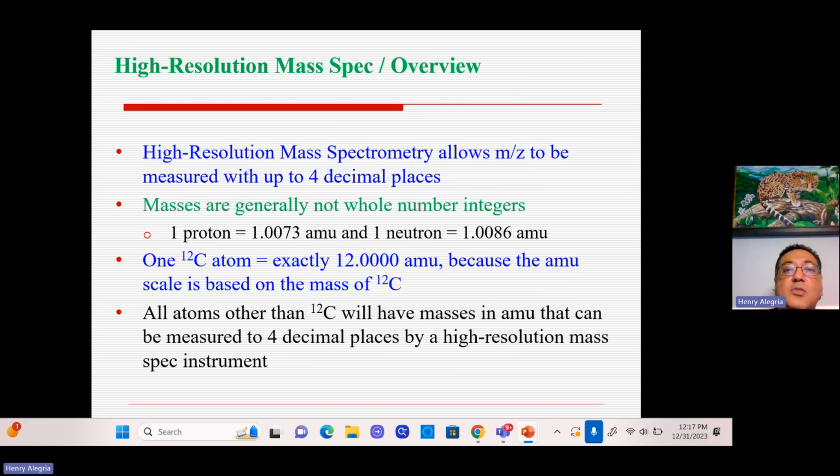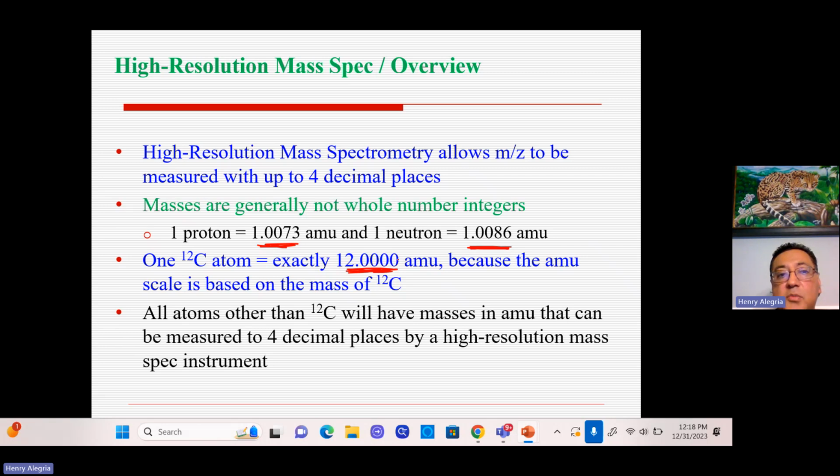But also, let's actually look at the mass of these subatomic particles. A proton is not really one. It is 1.0073 atomic mass units. And a neutron is not really one. It is 1.0086 atomic mass units. Now, an atom of carbon-12 is exactly 12.000 atomic mass units because the entire concept of atomic mass units, that scale, is based on setting the mass of a carbon-12 atom as the standard. So if we set it as a standard, we already arbitrarily designated the atomic mass of a carbon-12 as exactly 12.0000 atomic mass units. Everything else is by comparison. So that's how we're not going to get whole numbers, right?